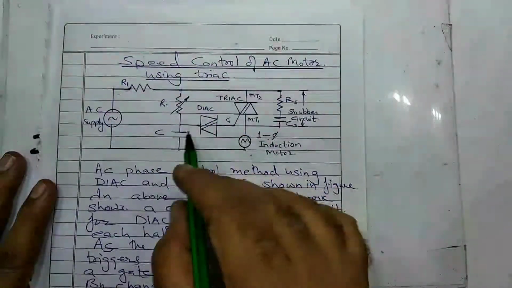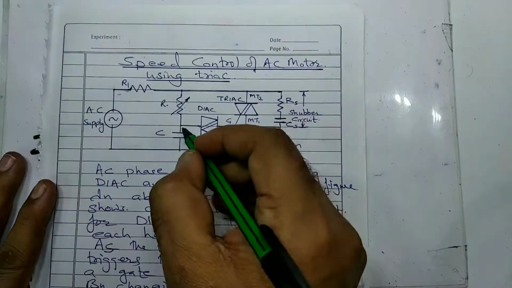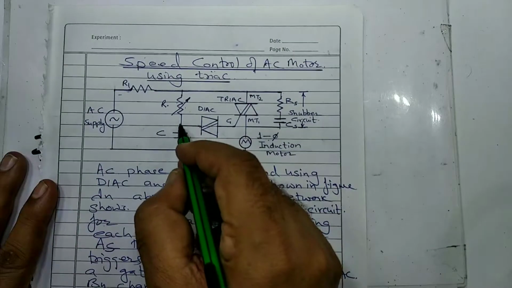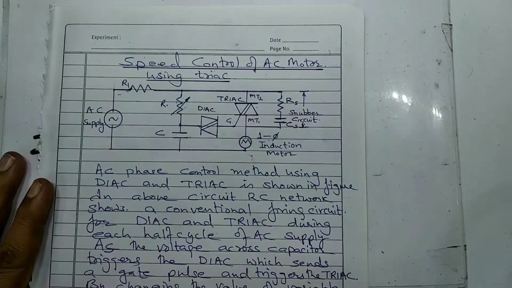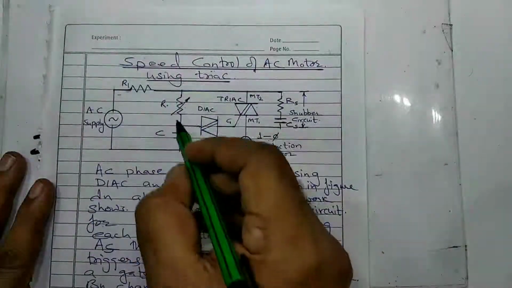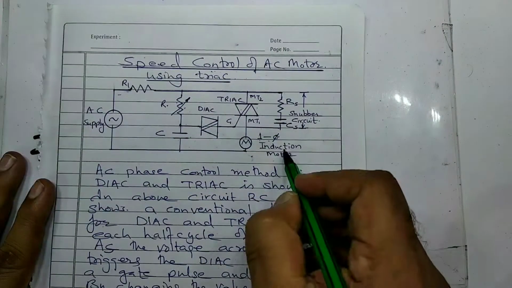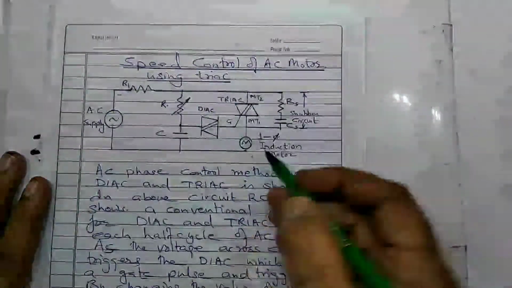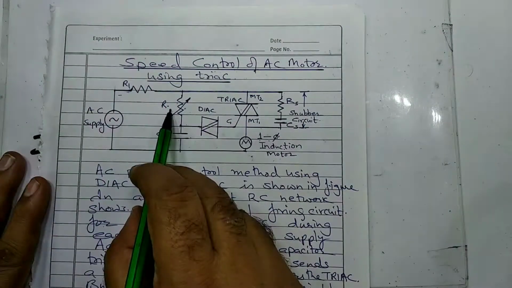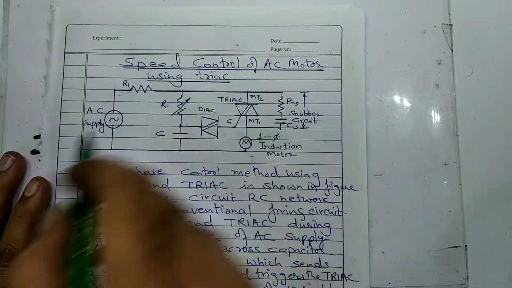So during the positive half cycle, R and C is the time constant which can be changed. By changing R and C, we can change the phase angle or the firing angle of the thyristor or the triac. So by changing the firing angle or value of R, we can change the speed of this single phase induction motor. This is a single phase AC induction motor. So the speed of the motor can be controlled by changing the value of variable resistor R or a potentiometer R.